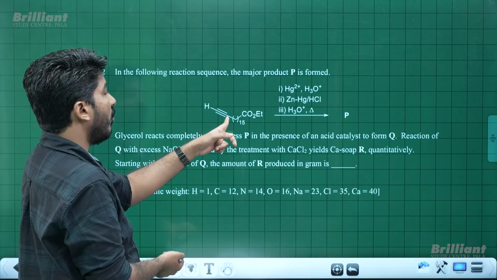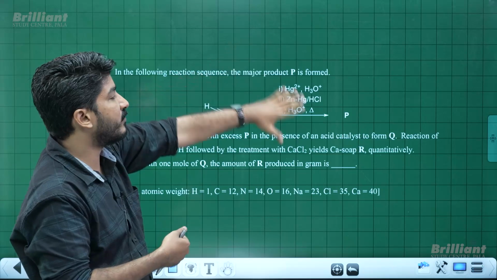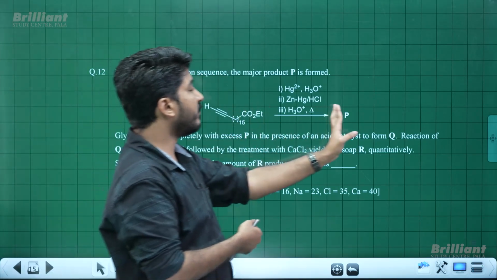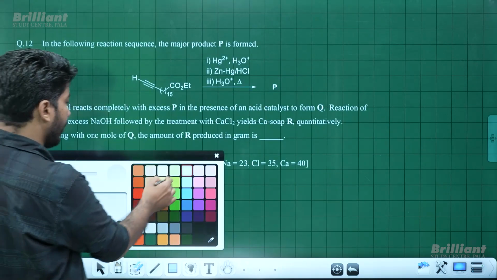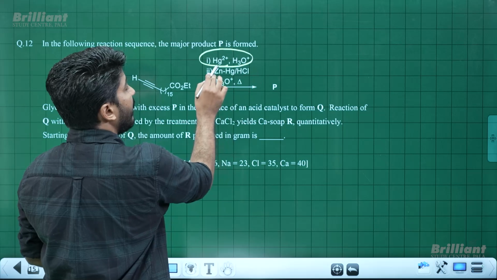Okay, a large organic compound, a chain organic compound, is given to us and it's applied on a series of reactions. Let's see what is the final product P for this series of reactions. Okay, this is an alkyne, a terminal alkyne. The alkyne is treated with Hg2+ and acid solution.